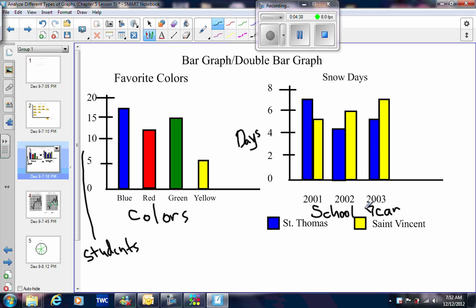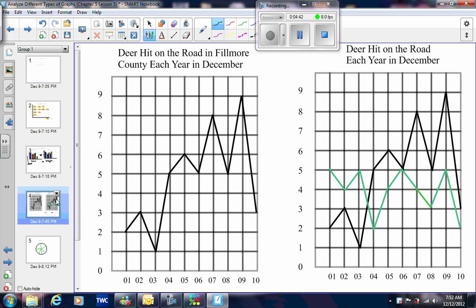All right, so this is a double bar graph. The double line graph and the line graph, these show how things change over time. So if you're looking at how things have changed year after year after year, in this case all the way through from 2001 to 2010, you will want to use a line graph. They're really handy that way to show how things have changed year after year after year.